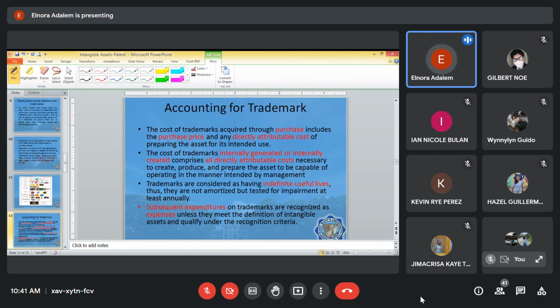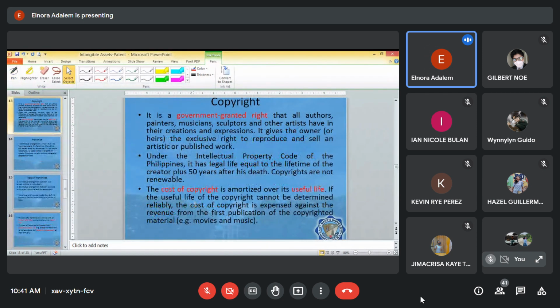But for trademarks considered as having indefinite useful lives, they are not amortized, as I mentioned earlier, but tested for impairment at least annually. For subsequent periods, they are to be recorded as expense. Okay, next intangible asset is copyright.